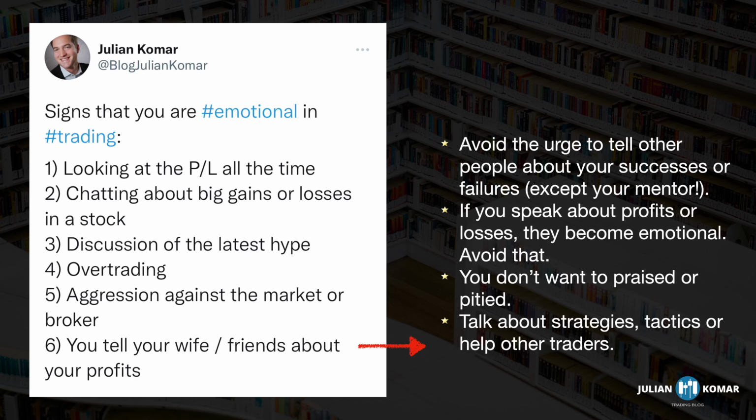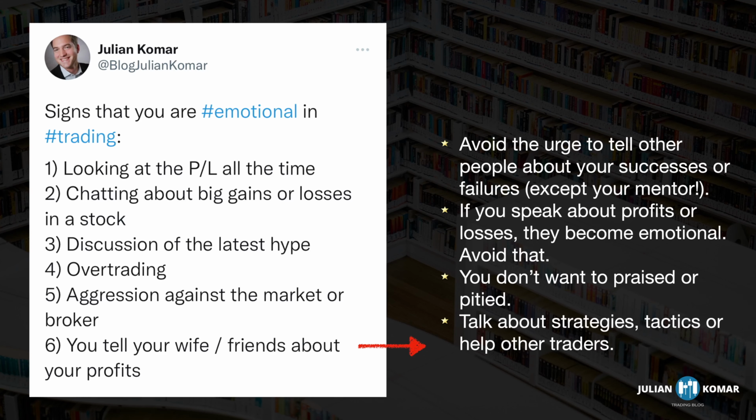So when I have very big profits or a good period in the market, of course you want to tell people about them, because you're proud of that and you're happy about that. But really avoid the urge to tell other people, because they do not understand. They do not understand whether 10,000 in profits is good or bad, or 10,000 in losses is good or bad, or whatever.